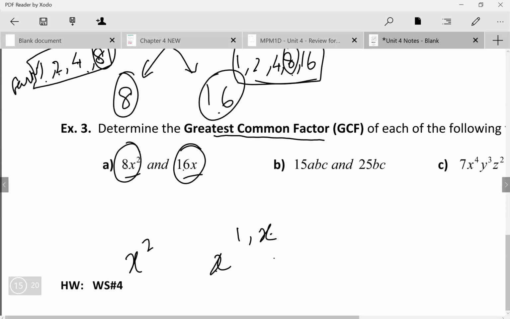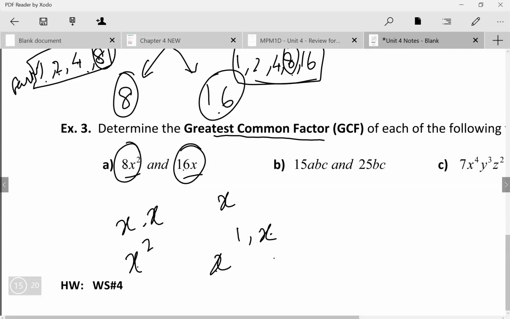What about x squared? 1 can multiply into x squared. x can multiply by itself to give me x squared. And x squared can multiply by 1 to give me x squared. Now I hope you'll see that the factors of the variables are just individual components of the variables themselves. Because if you look at x squared, essentially x squared is nothing but x times x. Right? And here I have an x.